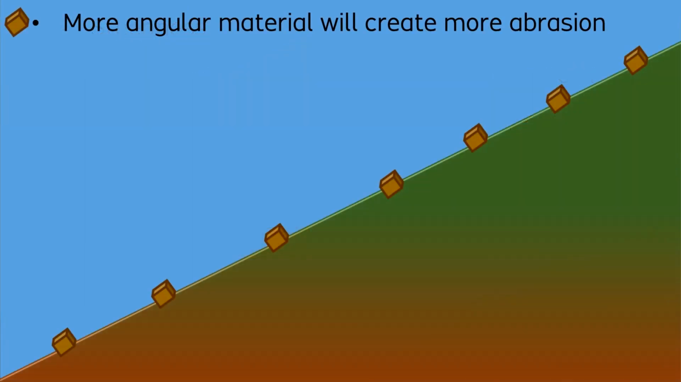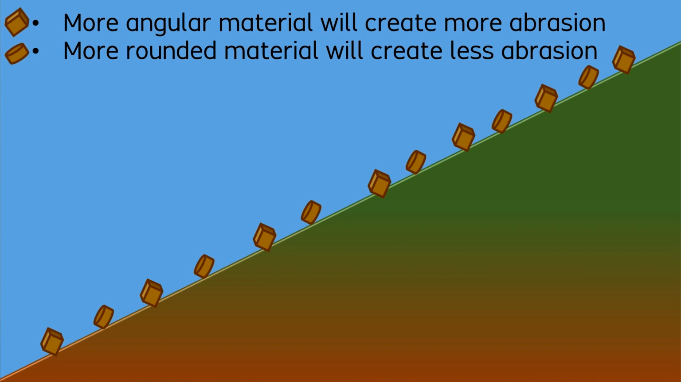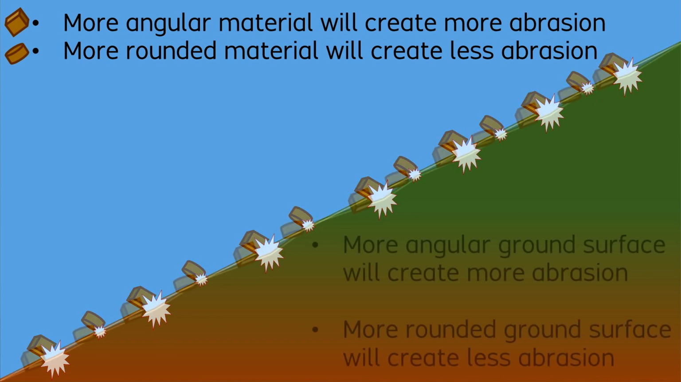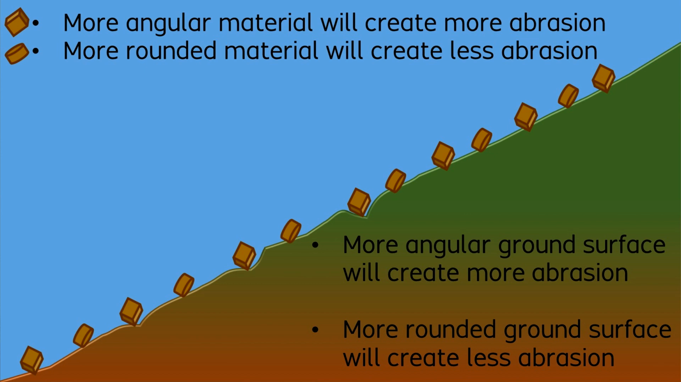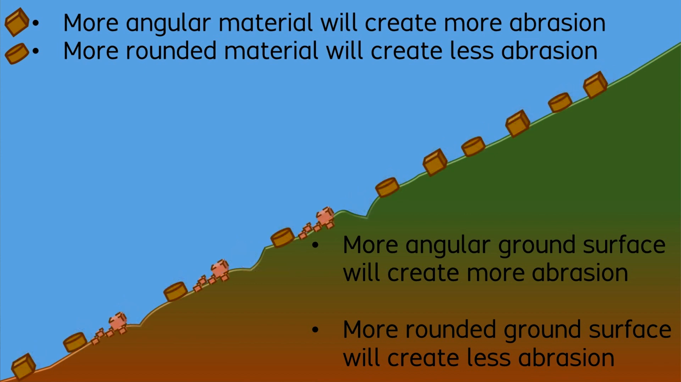The angularity of material can affect the extent of abrasive erosion along a slope. More angularity tends to create more abrasion, leading eventually to more irregular or bumpy surface of the underlying slope. Likewise, the contact with more angular ground tends to erode rocks and particles into smaller clasts.